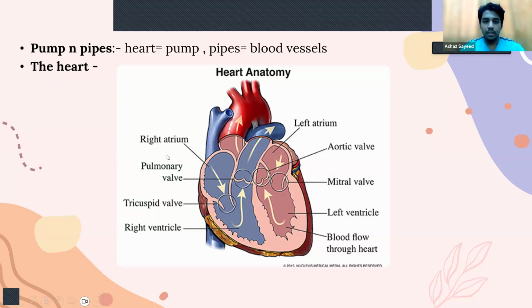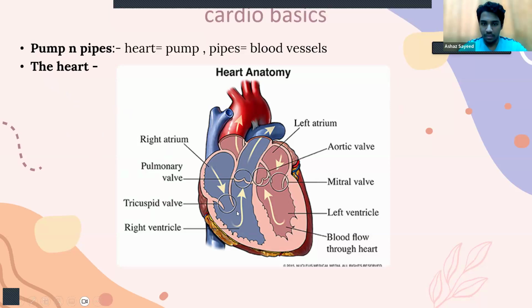The heart itself, if you are not familiar till now, has four chambers: the two atria and the two ventricles. It has four valves: the tricuspid valve and the mitral valve, and the pulmonary and the aortic valve, which transport blood from the ventricles into the superior blood vessels.